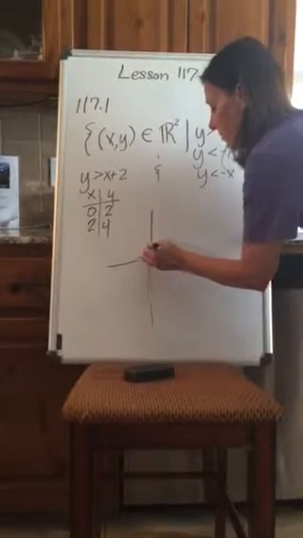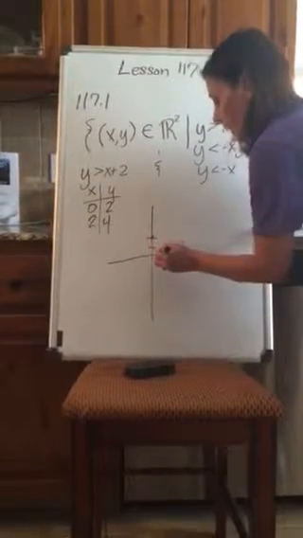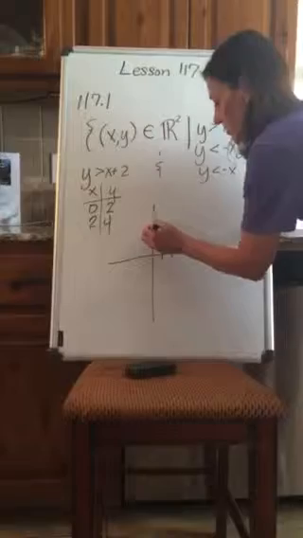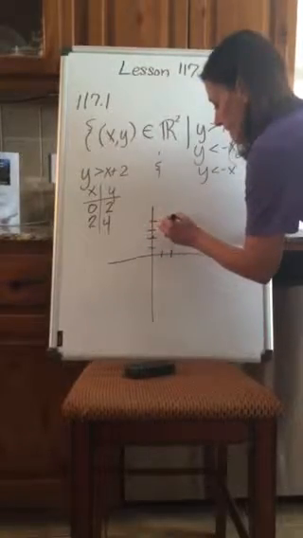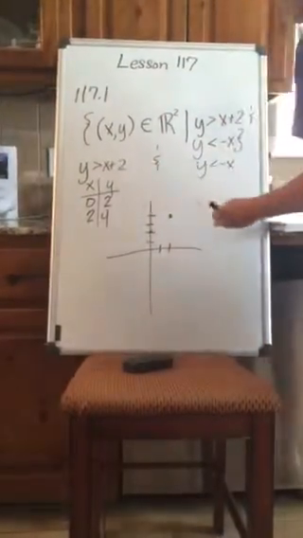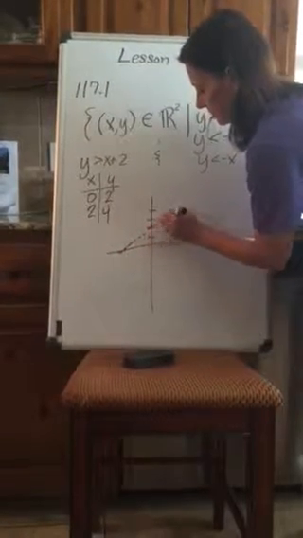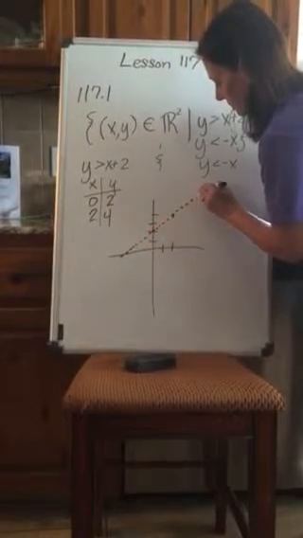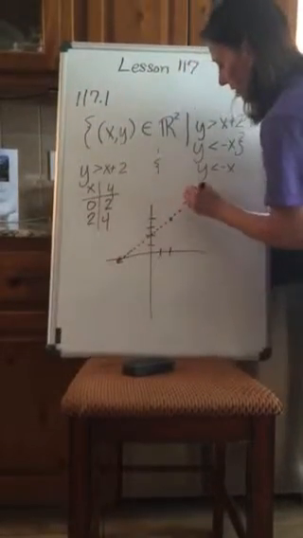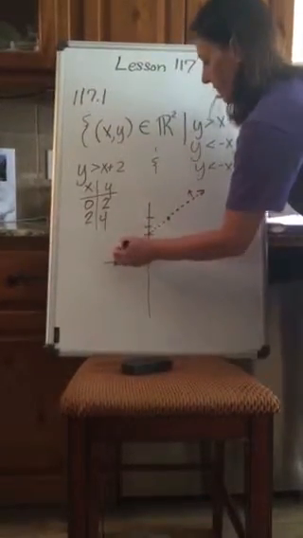All right, when X is 0, Y is 2. And when X is 2, Y is 4. Y is greater than, so it's a hyphen line, a dashed line. And greater than is all the area above the line.